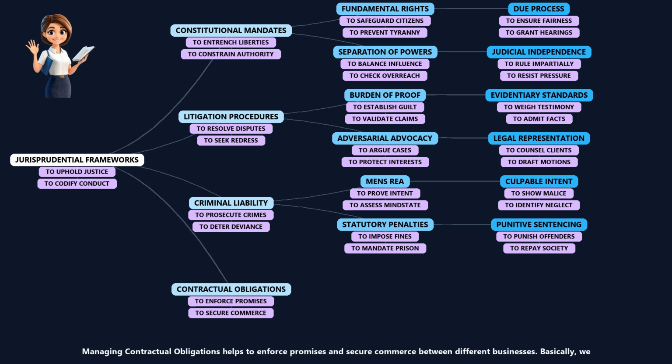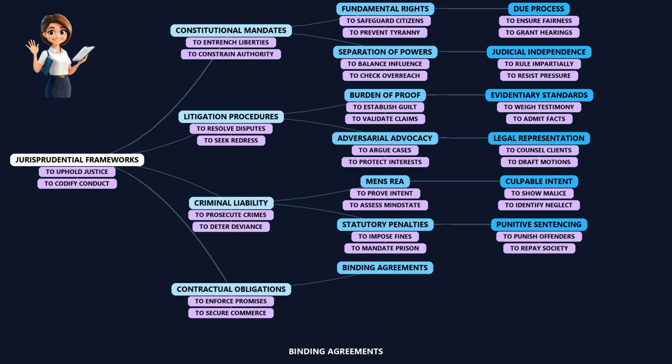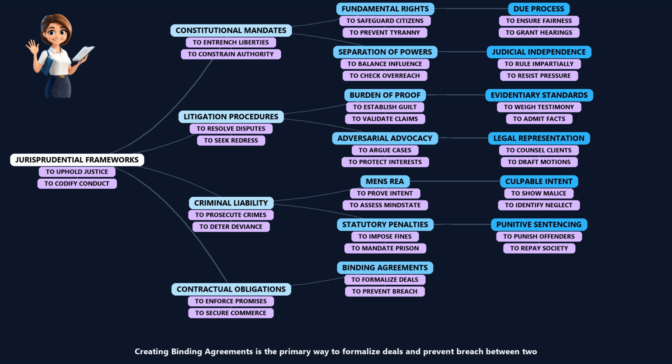Contractual obligations. Managing contractual obligations helps to enforce promises and secure commerce between different businesses. Basically, we are making sure that if you sign a deal to do something, you actually have to do it. Binding agreements. Creating binding agreements is the primary way to formalize deals and prevent breach between two or more parties. In other words, we are making a promise so serious that the police or a judge will help you if the other person breaks it.